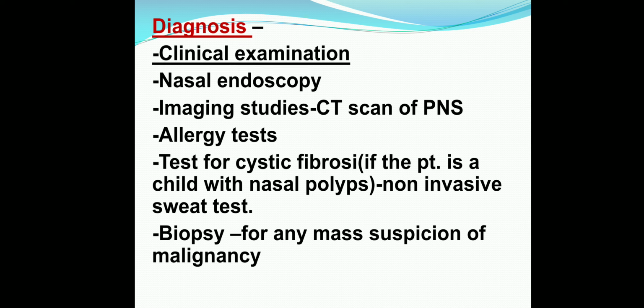Now, regarding diagnosis, how do you diagnose ethmoidal polyp? Diagnosis is done by, number one, clinical examination, then nasal endoscopy. One can also do imaging studies like X-ray of the paranasal sinuses and CT scan of the paranasal sinuses. Allergy tests are also done, and if the patient is a child with bilateral nasal polyps, we have to do tests for cystic fibrosis. One test that can be done is the non-invasive sweat test. Biopsy is done for any mass suspicious of malignancy.